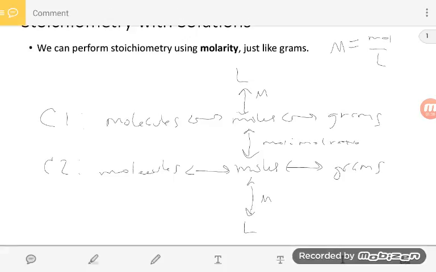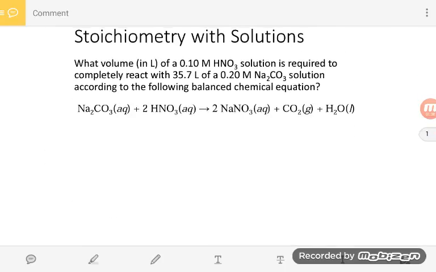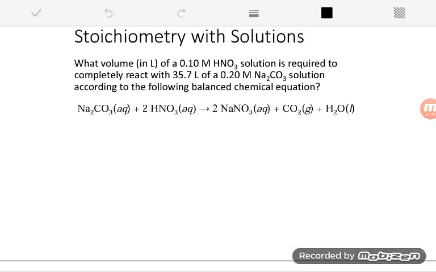So let's look at an example. So here we have what looks like a complicated problem. It's really not that bad. What volume in liters of a 0.1 molar nitric acid solution is required to completely react with 35.7 liters of a 0.2 molar sodium carbonate solution, according to the following balanced equation.